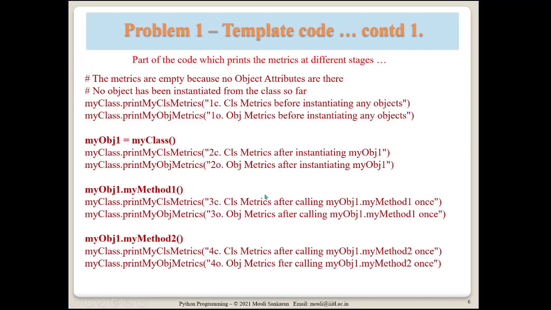So I am going to call my class print matrix. This is a print method that we have called before instantiating any object. It should print that no object is created, that the number of objects created is 0. Variables won't be there, so I don't know what to print. It depends on how you implemented it, but at least you should say that the number of objects created is 0. And then once I create object 1, my class, I have created one object, then the class matrix and object matrix after instantiating object 1 should be printed.